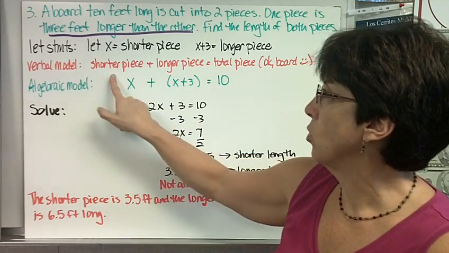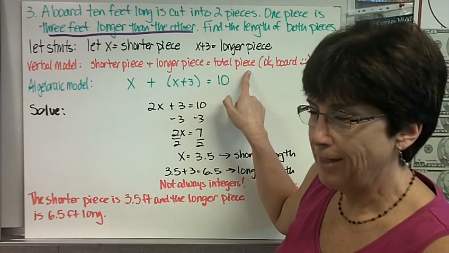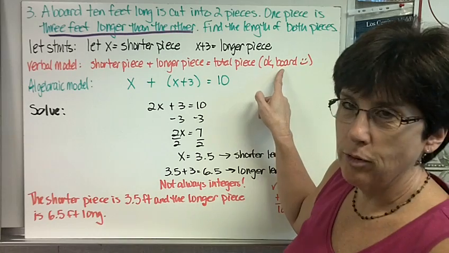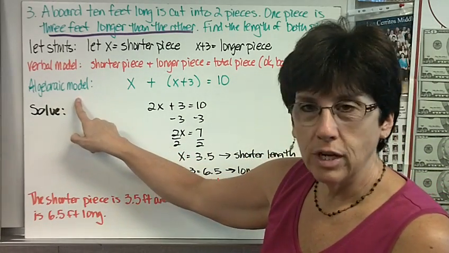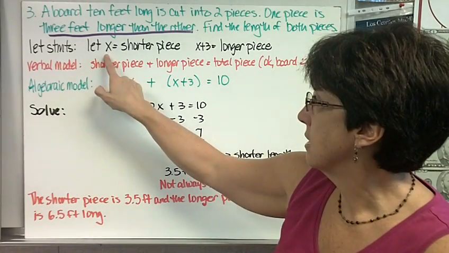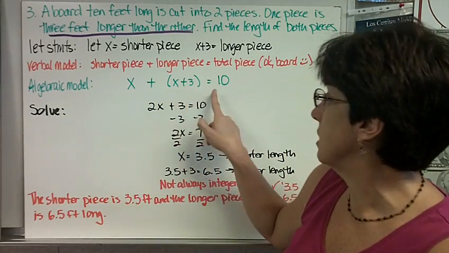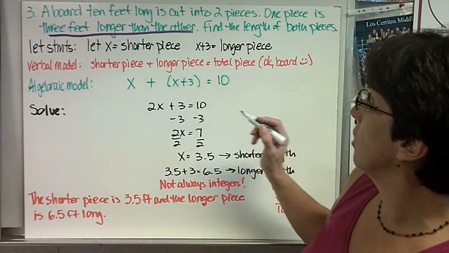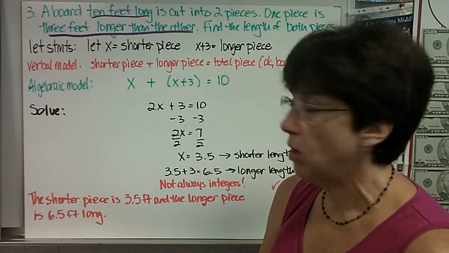All right, verbal model, in words: shorter piece plus longer piece equals total piece. Okay, that's kind of funny. I know I should write board, but I just like to amuse myself. The algebraic model: x, what's the longer piece? x plus 3 in parentheses equals 10. Where does that come from? Right here, 10 feet long. Okay, it comes from my problem.